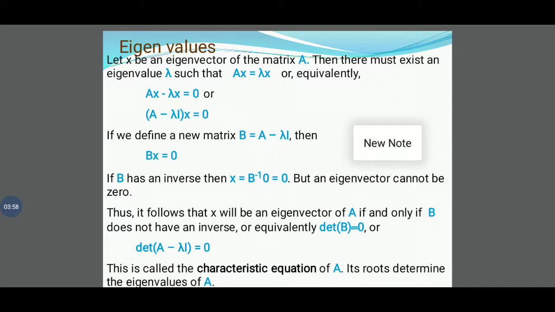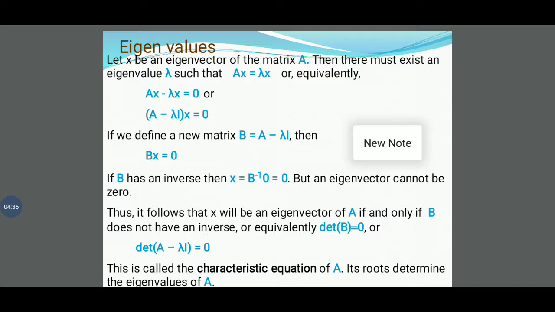Okay, now separately let us define the eigenvalues. Let x be an eigenvector for a matrix A. Then there exists an eigenvalue, a scalar constant lambda, such that Ax is equal to lambda x, or equivalently Ax minus lambda x is equal to 0. Take x common from the above step, we get (A minus lambda I) times x is equal to 0. Let's define the new matrix B as A minus lambda I. Then we get Bx is equal to 0.